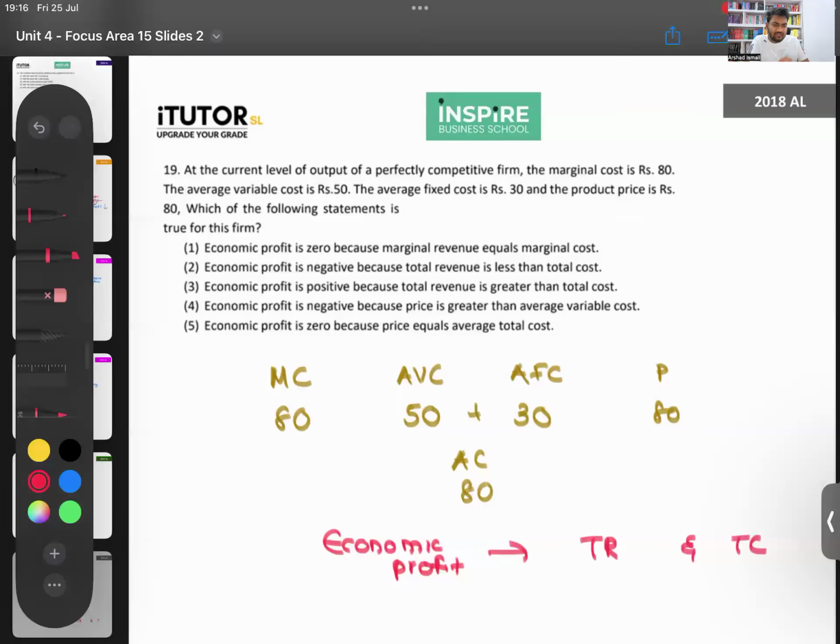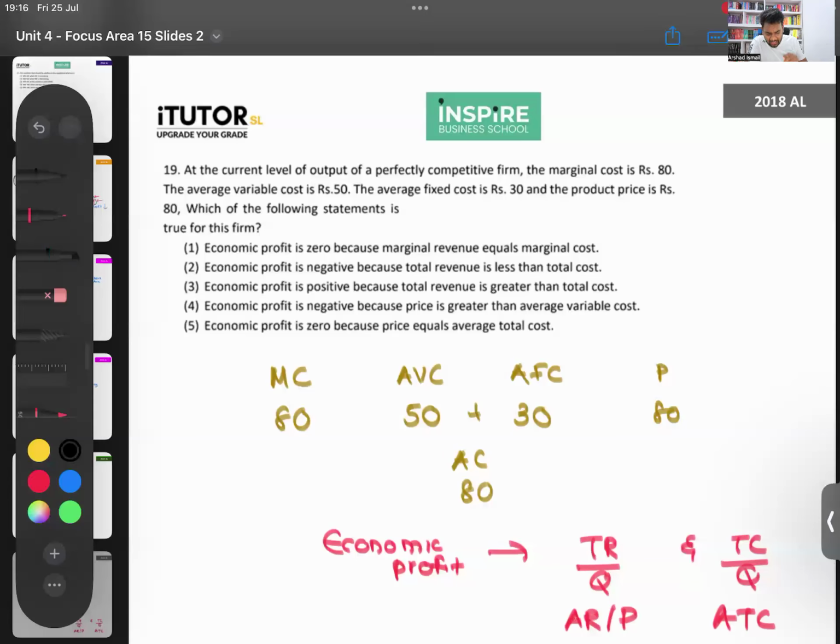Now, if you don't have the totals, then what do you do? If the total revenue is more than total cost, we say economic profit is positive. If the total cost is more, we say negative. If you don't have the totals, then you can look at the average. Total revenue divided by the number of units is the average revenue, or in other words, the price of the good. Or you can look at total cost divided by the number of units. That is the average total cost.